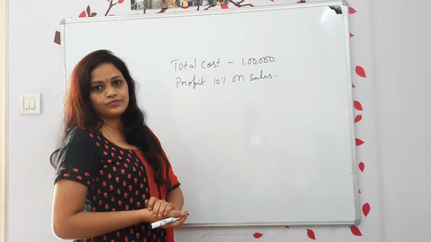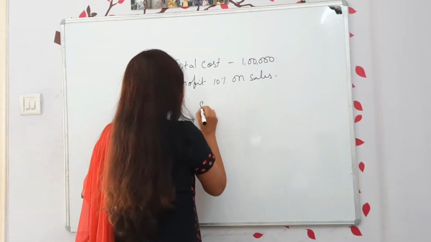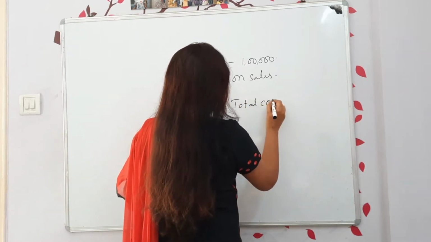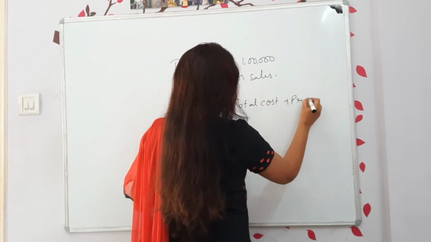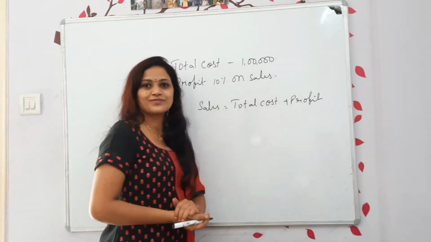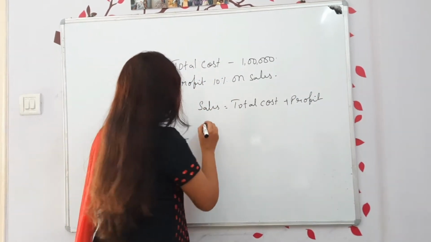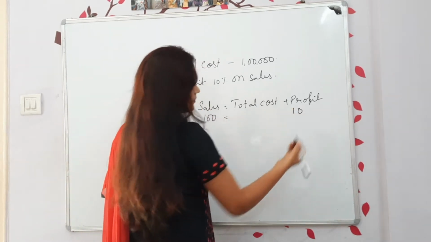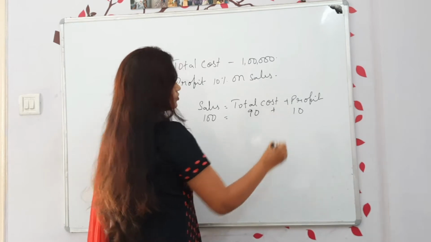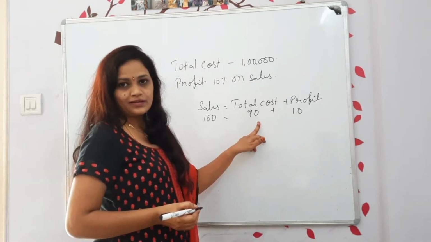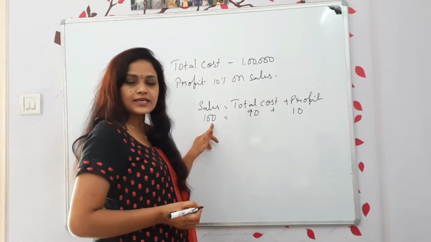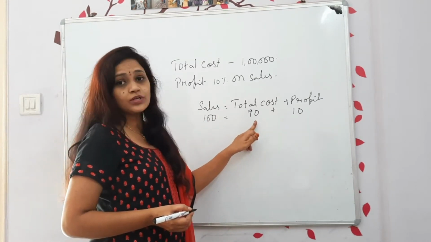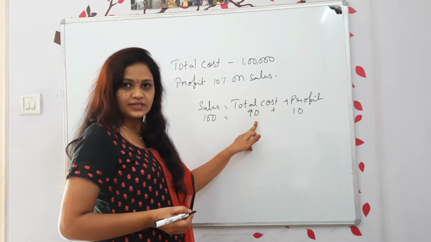Now how do we do it? Sales means total cost plus profit, correct? Now if I take sales as 100, and the profit percentage is 10, then the total cost will be 90, correct? If I take sales as 100%, profit is 10%, then the total cost is 90%, isn't it?